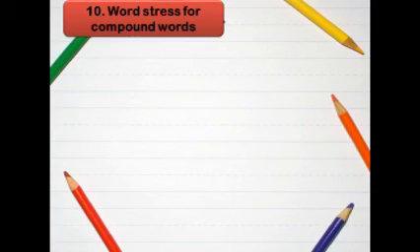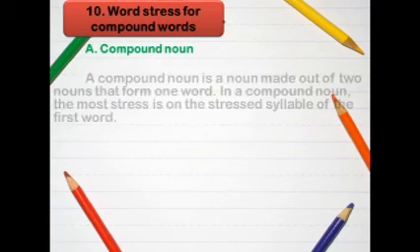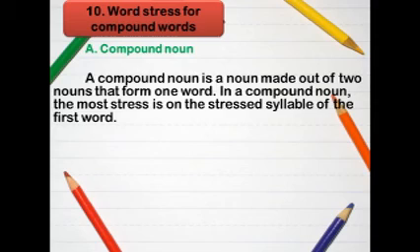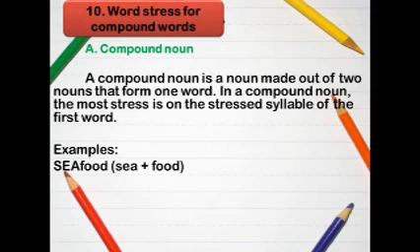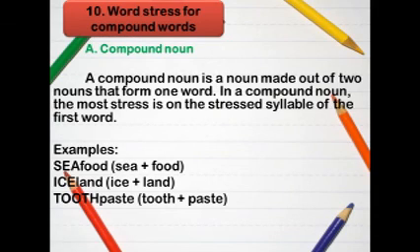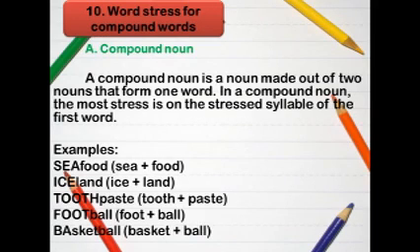Word stress for compound words. Compound noun. A compound noun is a noun made out of two words that form one word. In a compound noun, the most stress is on the stressed syllable of the first word. Here are some examples. Sea plus food equals seafood. Ice plus land equals Iceland. Tooth plus paste equals toothpaste. Foot plus ball equals football. Basket plus ball equals basketball.